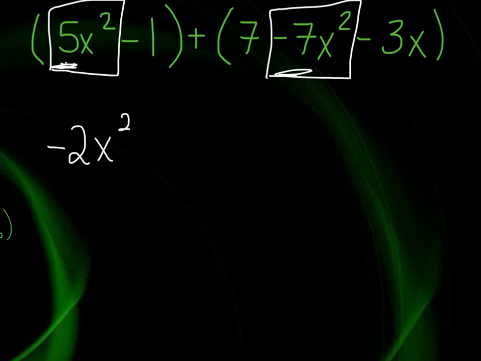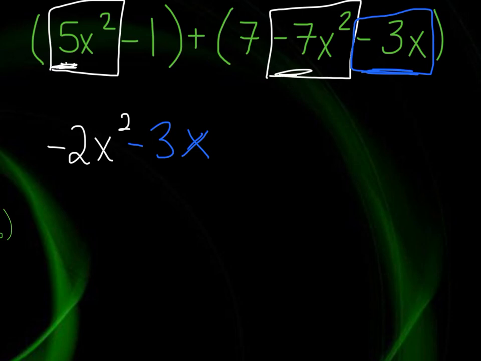Okay, next I'm going to look at my x terms. And in this example, we've actually only got one x term, and that's over here, this minus 3x. And that's great when there's no other terms like it, because that's less work for us. That's actually just going to stay the same. So minus 3x doesn't change.